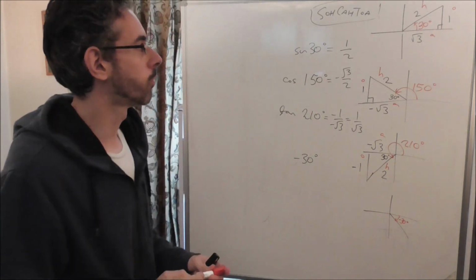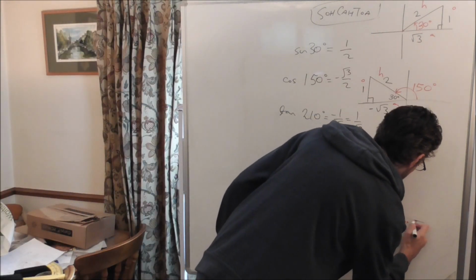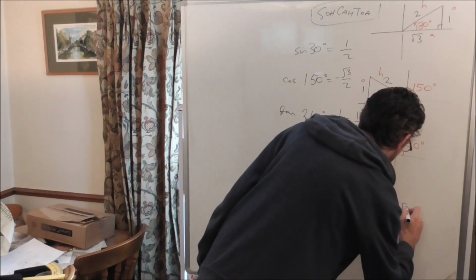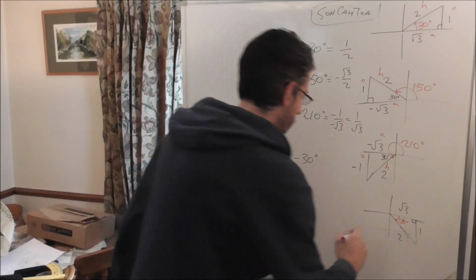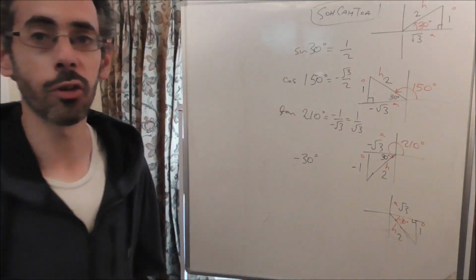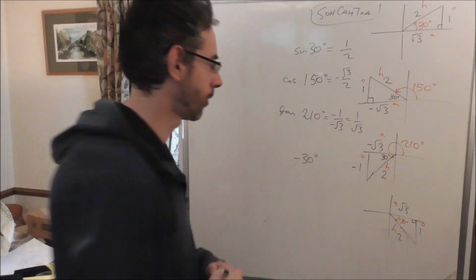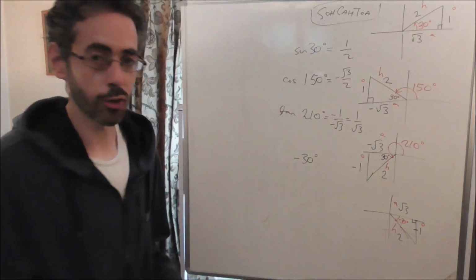So if I reflect that triangle down, then I'll have a picture for working out sine, cos and tan of minus 30. This would be 1, this would be 2, this would be root 3. So this is the hypotenuse, this is the adjacent, this is the opposite side, and the opposite side is going down, so we treat it as a negative, we treat it as minus 1. The adjacent side is going to the right, so we treat it as a positive number.